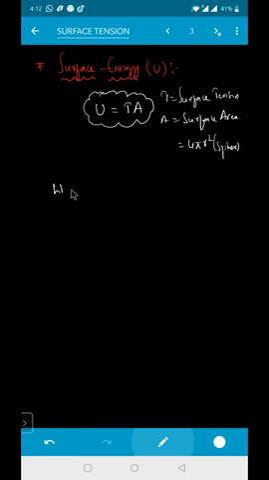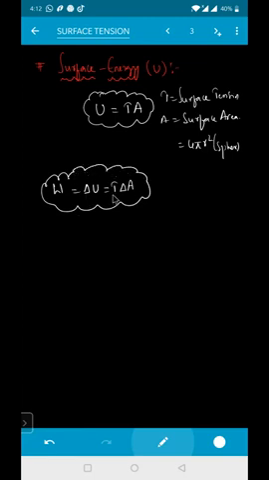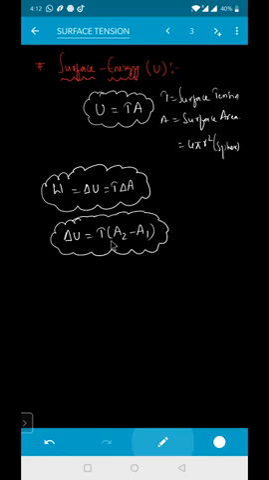Work done will be equal to the change in surface energy, that is T into delta A. So work done can be calculated by the formula delta U is equal to surface tension into change in area. Area change can be written as final area minus initial area. So surface energy or work done is surface tension into change in area, that is A2 minus A1.